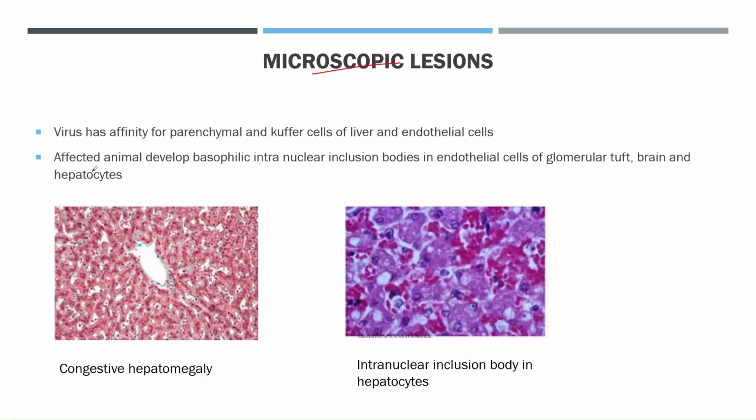Microscopic means you need microscope for these lesions. Virus has affinity for parenchymal and Kupffer cells of the liver and endothelial cells. Okay, affected animal develops basophilic intranuclear inclusion body in endothelial cells of glomerular tuft, brain, and hepatocytes. See, this is congestive hepatomegaly. Okay, and you can see here intranuclear inclusion bodies.